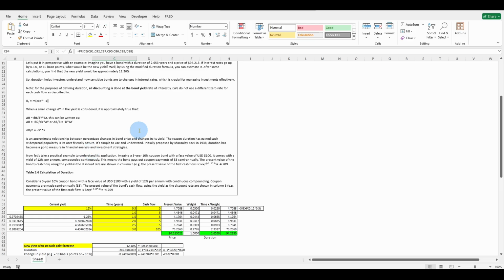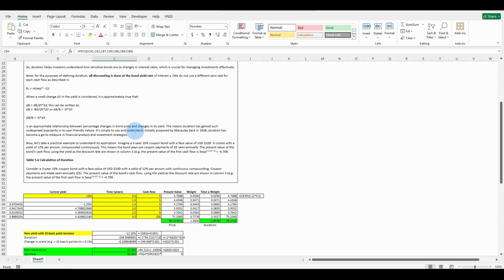The reason duration has gained such widespread popularity is its user-friendly nature. It's simple to use and understand. Initially proposed by Macaulay back in 1938, duration has become a go-to measure in financial analysis and investment strategies. Let's take a practical example to understand its application.